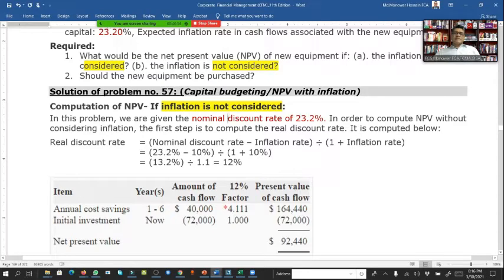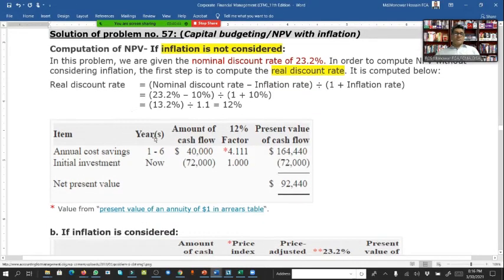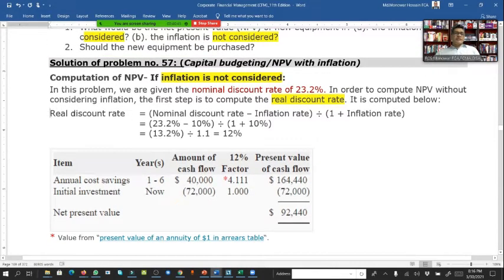In order to compute NPV without considering inflation, the first step is to compute the real discount rate. From the nominal discount rate, we have to calculate the real discount rate. This is the formula: real discount rate equals nominal discount rate minus inflation rate, both given in the question, divided by 1 plus inflation rate.